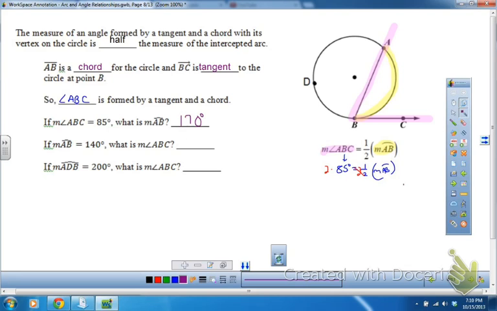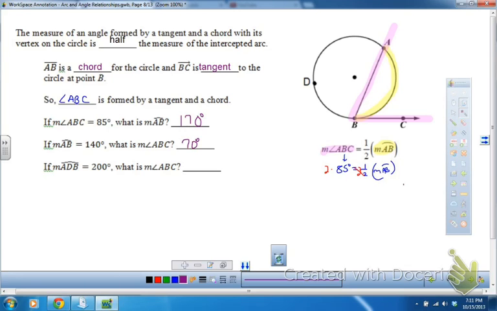Okay, so let's say the measure of the arc is 140 degrees, what is the measure of angle ABC? Well, the measure of the angle is going to be half. Since the arc is larger than that inscribed angle, we would halve it, and we would make that 70, because half of 140 is 70.